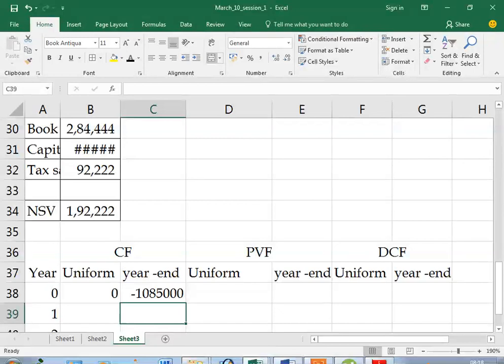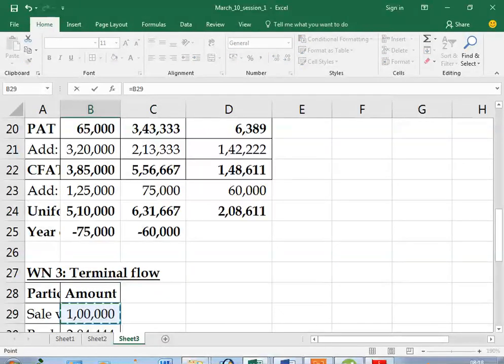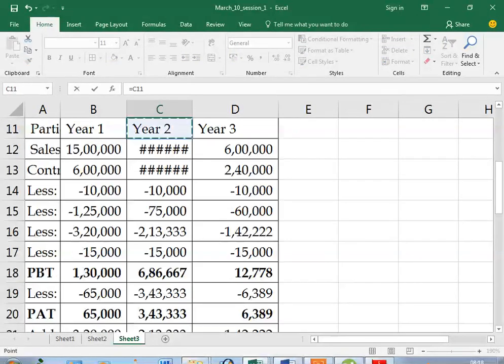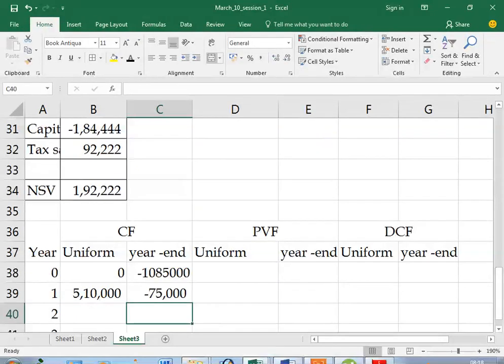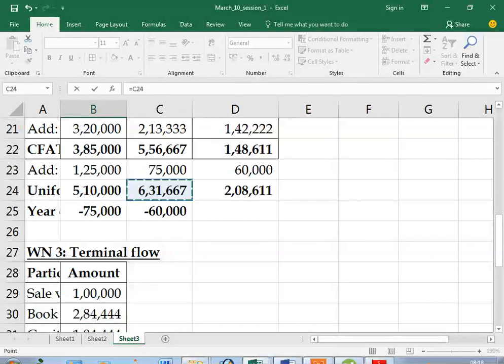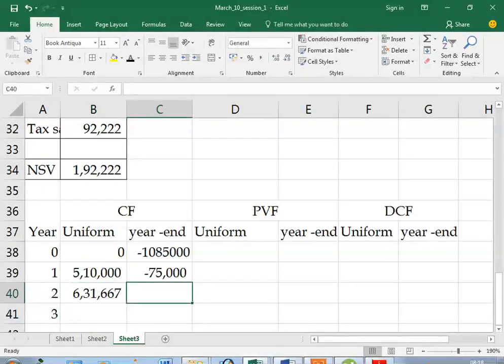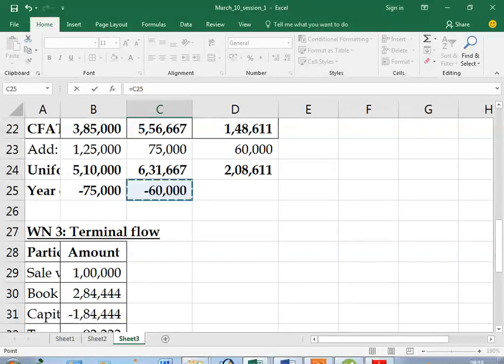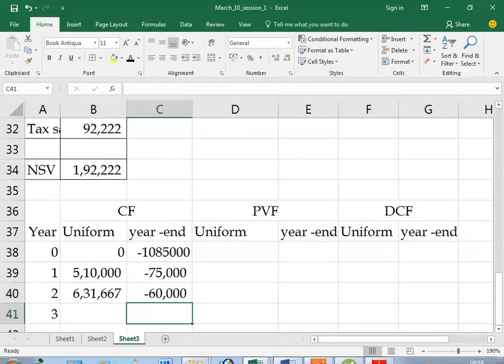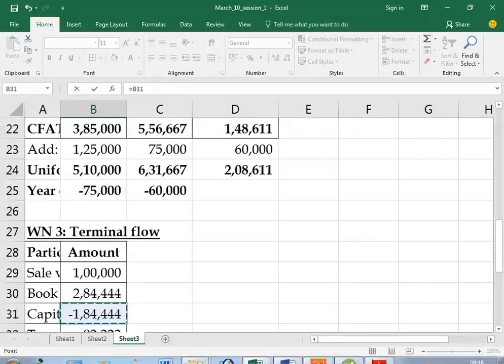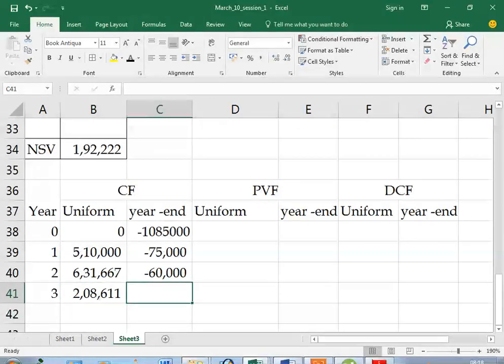10,85,000, only one-time expense which happens. Year 1 uniformly I earn 5,10,000 and year end I pay this advertisement of 75,000. Uniform is 5,10,000 and year end is 75,000. Year 2 uniform is 6,31,667 and year end is 60,000. Year 3 uniform is 2,08,611 and year end is NSV of 1,92,222.